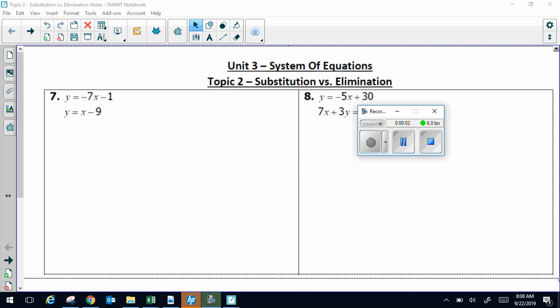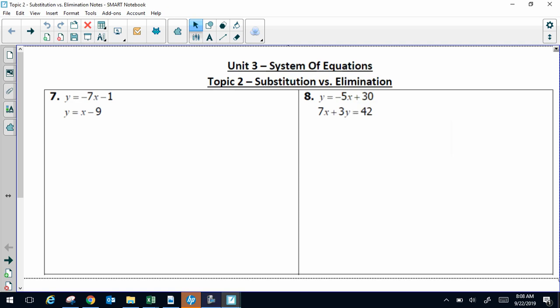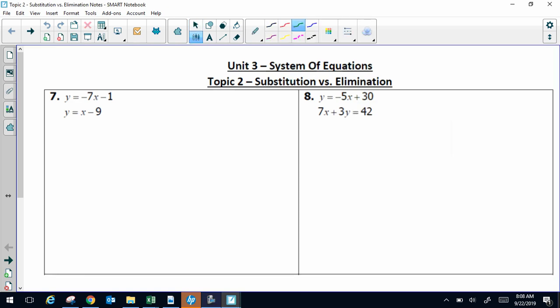So the other two methods are substitution and elimination for systems of equations. The only time I really want you to use substitution is if we have equations where a variable, like this, is already by itself. If that's the case, then substitution is super easy because now I'm going to take this part of the equation and replace the y down here. So it's going to be negative 7x minus 1 equals x minus 9.